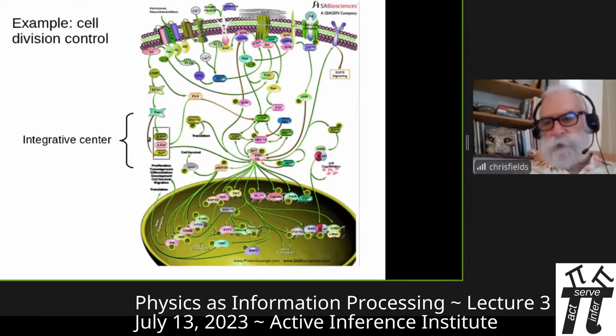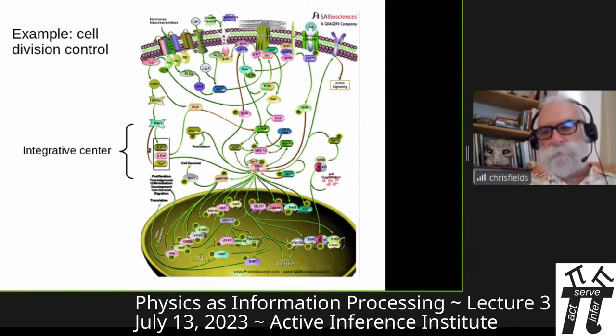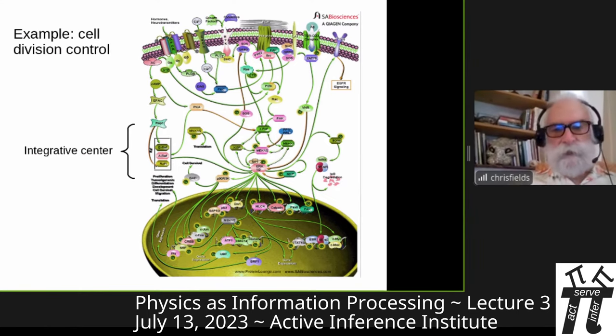Here's a more complicated QRF that's embodied by eukaryotic cells, which are more complicated cells like our cells. And this is the reference frame that makes decisions about whether cells are going to divide. So on the top, you see the cell's membrane, and there are all sorts of receptors sticking out of it that detect hormones and neurotransmitters and growth factors and this, that, and the other thing, many of which are produced by other cells.